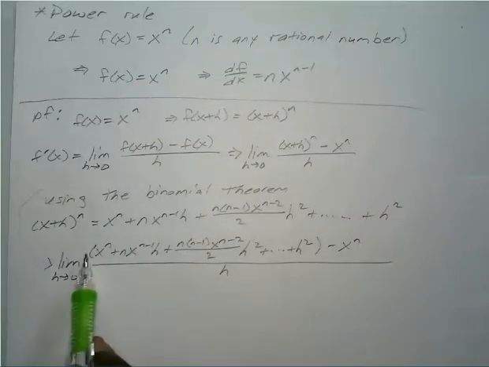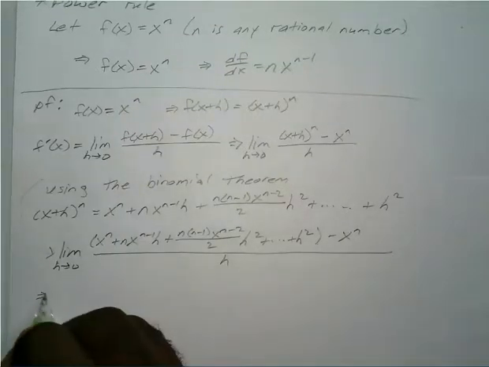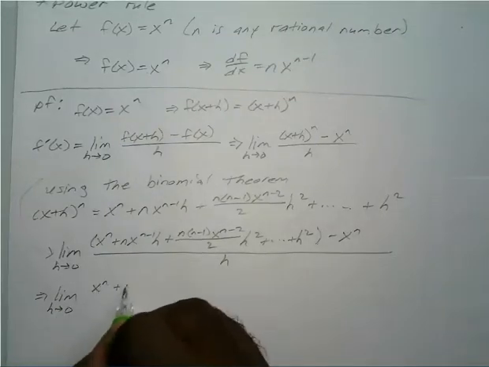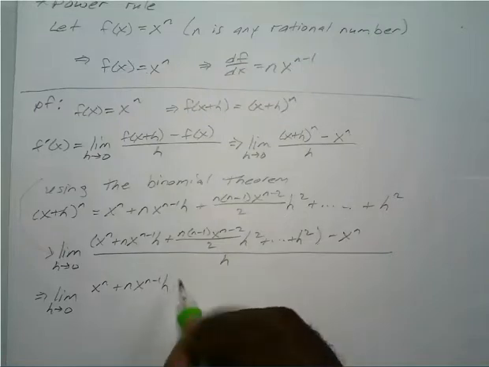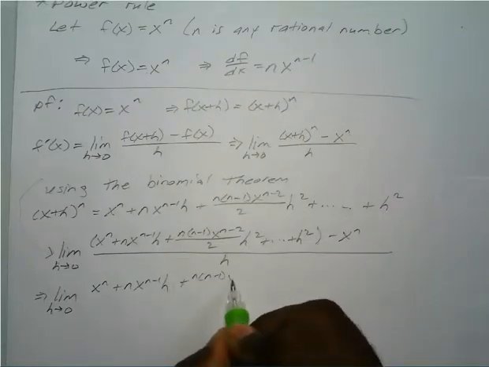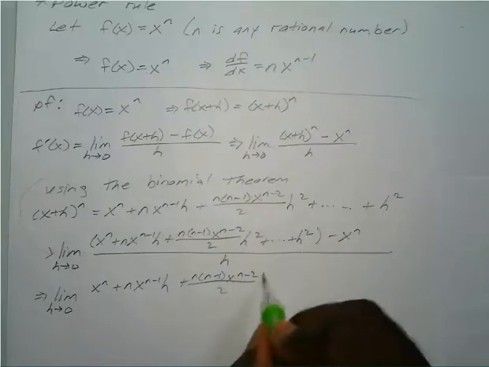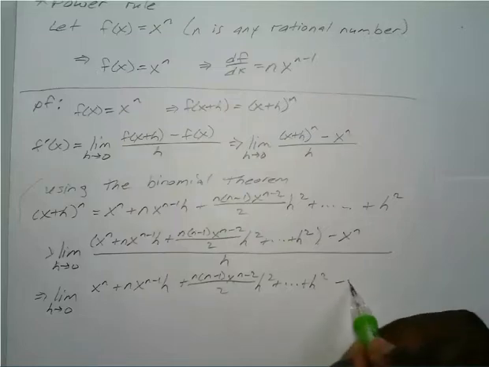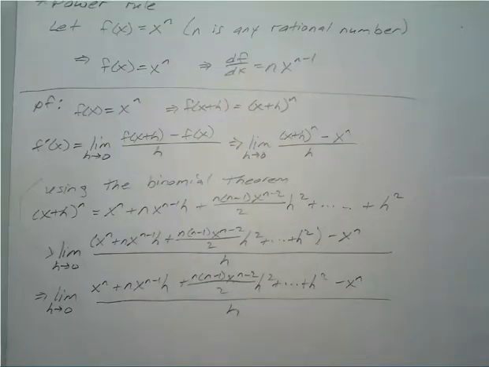Alright, so actually, since this is positive, we can get rid of the parentheses here. So we have the limit as h approaches 0 of x to the n plus n x to the n minus 1 times h plus n times n minus 1 times x to the n minus 2 over 2 times h squared plus, and it keeps on going all the way till you get to h to the n, minus x to the power of n, all over h. Alright, so if you see here, these two actually cancel out. Okay, so we're making a little bit of progress.